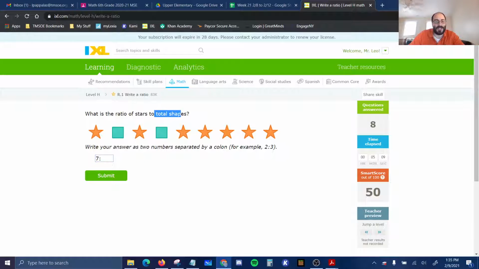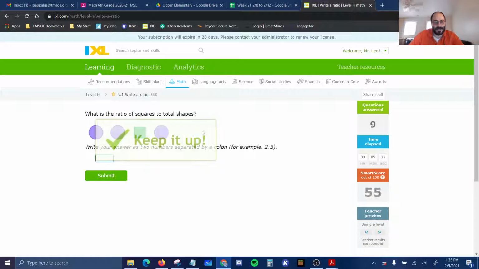Now it says total shapes. It doesn't say squares. It doesn't say stars to squares. It says stars, which is 7, to total shapes, which is everything. 1, 2, 3, 4, 5, 6, 7, 8, 9. 7 and 9. So be careful of that.